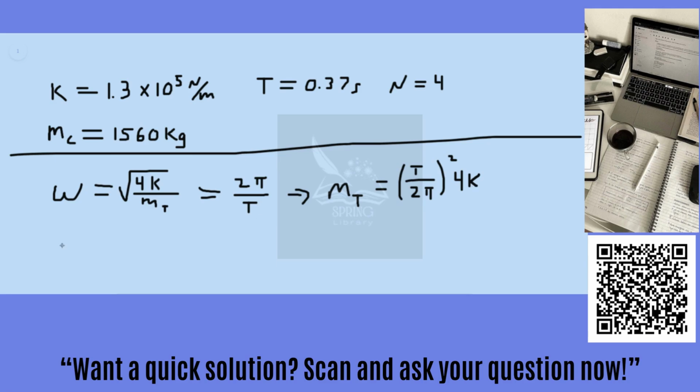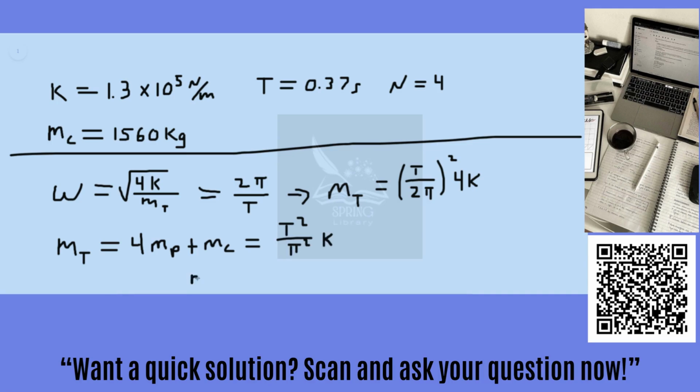Okay, but the total mass, m sub t, is also equal to 4 times the mass of each passenger, since each passenger is assumed to have the same mass, we'll call that m sub p, plus the mass of the car, m sub c. M sub p, the mass of the passengers, is what we want to find, and since this is also equal to the T over 2 pi squared times 4k, which since 2 squared is 4, that's going to cancel with the 4 and the k, so this is going to be T squared over pi squared times k.